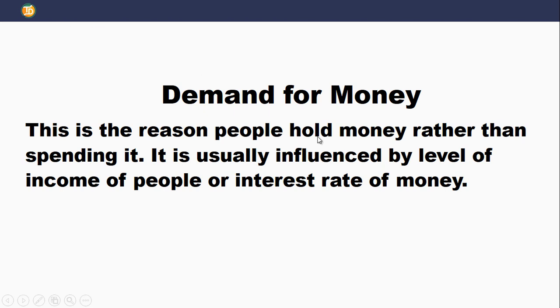So the next subtopic is demand for money. Demand for money is the reasons people hold money rather than spending it. You all hold money, you keep money to meet one or two things. So the reason why you hold money rather than spending it is what we call demand for money. And it is influenced by either the income of people or interest rates of money.